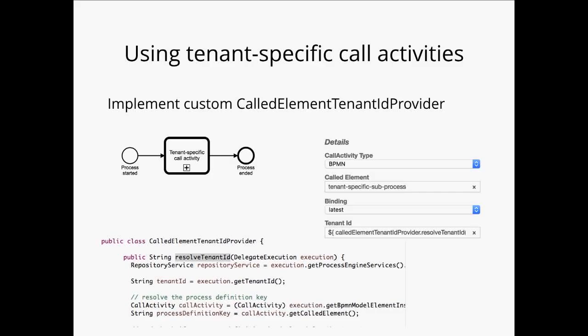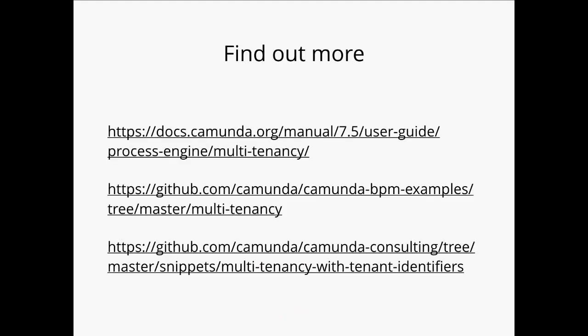So that's basically what I wanted to show you about multi-tenancy with tenant identifiers. You can find out more if you go to the Camunda docs, and be sure you access the docs from the latest version, because that's the one where multi-tenancy has been massively improved. And then go to user guide, process engine, multi-tenancy.